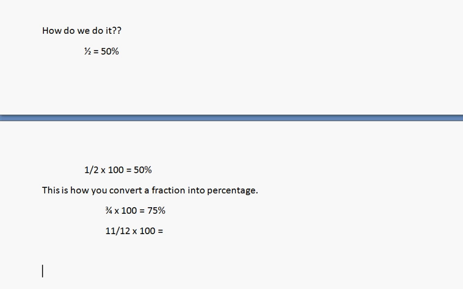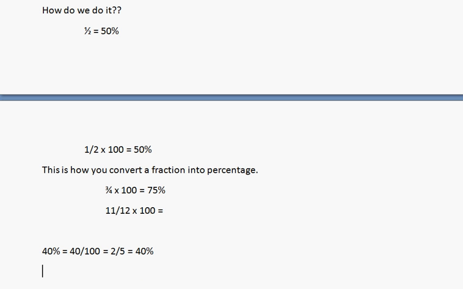Now to convert something from a percentage into a fraction, how do we do it? For example, if it says we have 40%, what does it mean? We have 40 by 100, which means we have 4 by 10, which means we have 2 by 5. So 2 by 5 is equal to 40%, right? So if we have 33.3333%, it means we have 1 by 3, right?